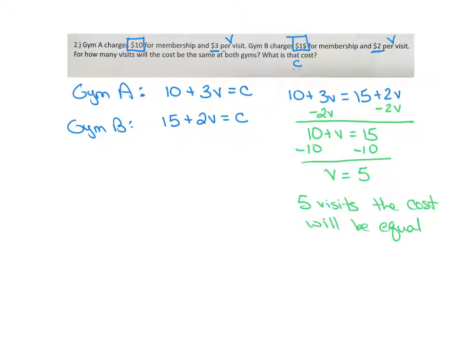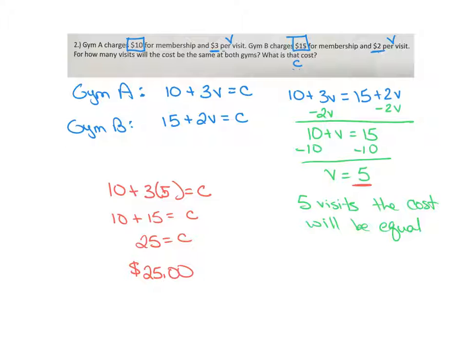Now, we're also needing to know what the cost is. So you just take this 5 and substitute it anywhere you see the V. So let's do it for the first equation. 10 plus 3 times 5 equals the cost. Well, that would be 10 plus 15 equals the cost, or 25. Our units for this is $25 is the cost.